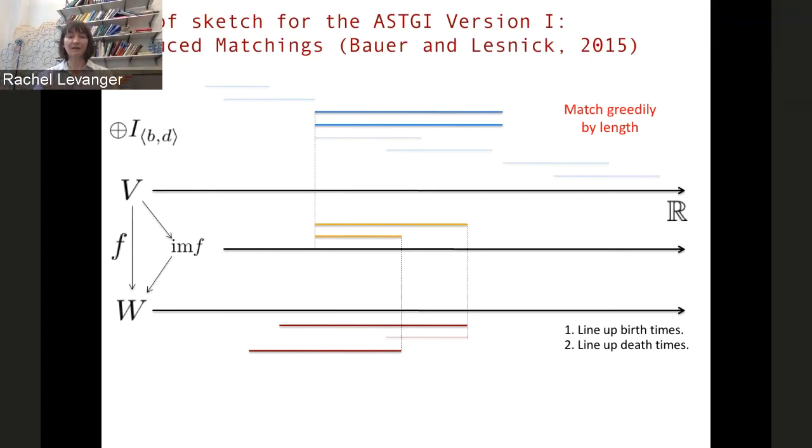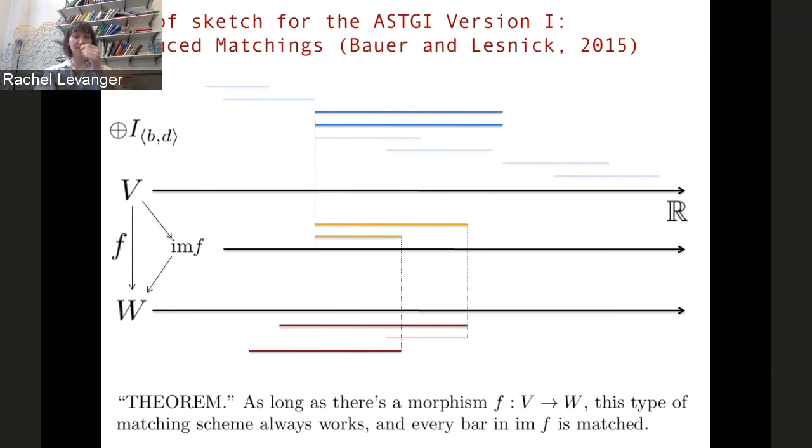So this is a way that you kind of get around some of the problems in multi-parameter persistence, by actually letting go of the algebra for just a minute, passing to a combinatorial algorithmic approach. But what's really amazing is the theorem that they prove: as long as there's a morphism from V down to W, this matching scheme always works, and every single bar that was in the image is matched.